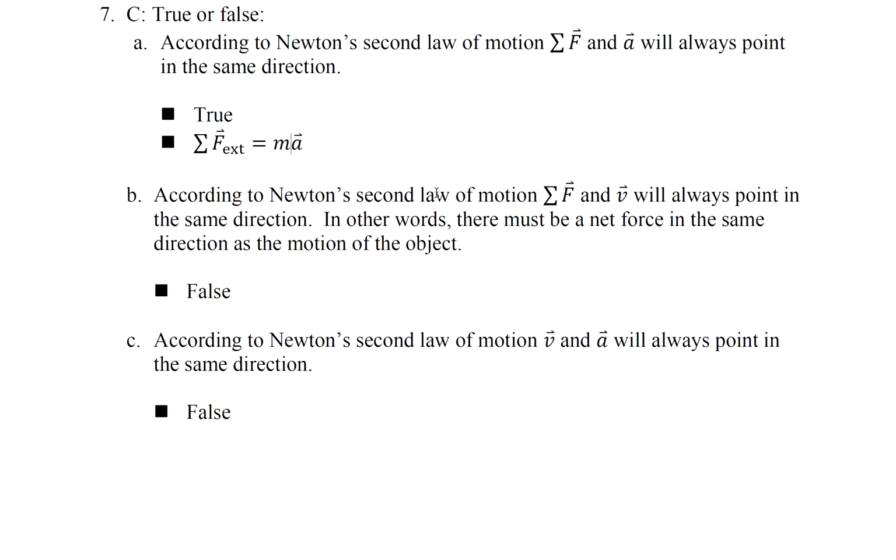Part B. According to Newton's second law of motion, sigma F and v will always point in the same direction. This is false. Part C. According to Newton's second law of motion, v and a will always point in the same direction. This is also false, because the equation says sigma F equals ma. There's nothing about v. Remember, a is a change in v, it's not v.